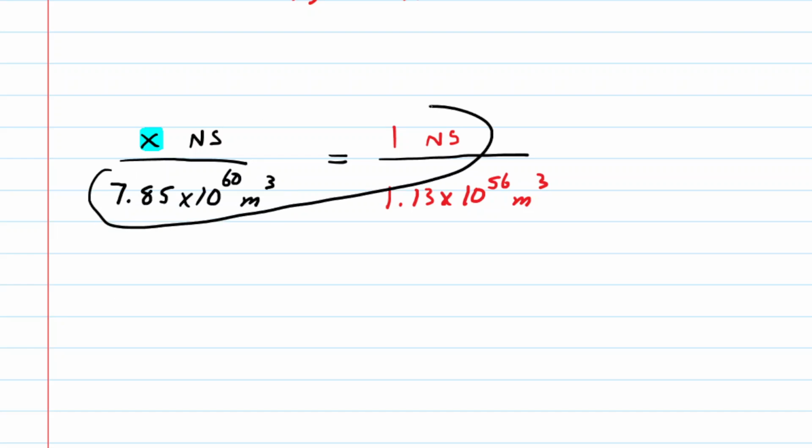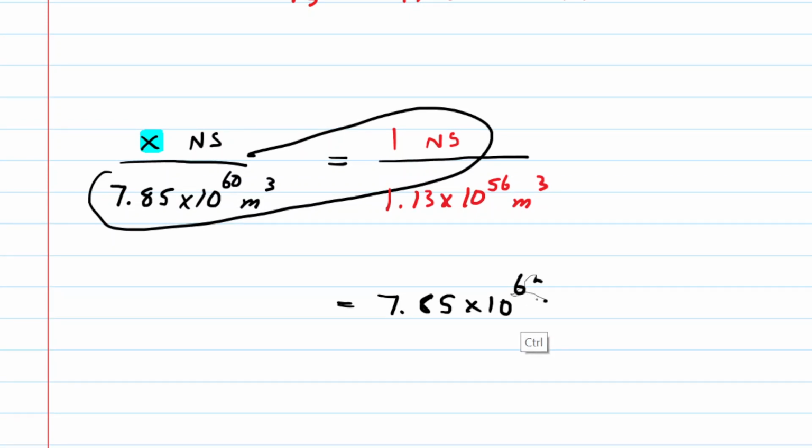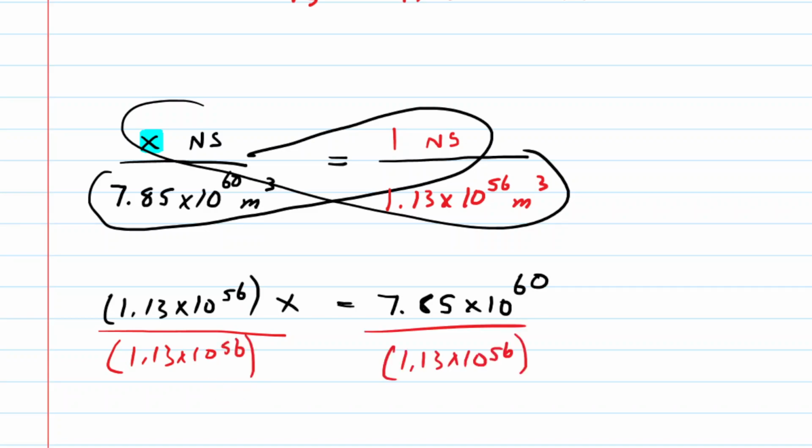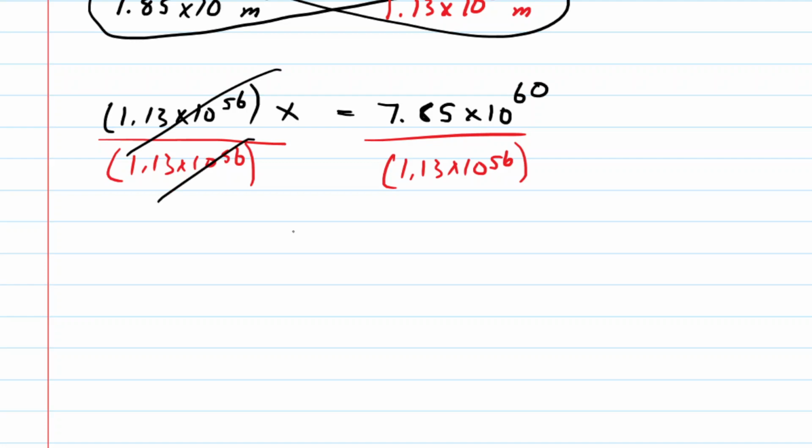So if you multiply this way, you're going to end up with 7.85 times 10 to the power of 60. And then if you multiply the other way, you're going to get 1.13 times 10 to the power of 56 times X. And now to finish solving for X, just divide both sides by that 1.13 times 10 to the power of 56. That cancels it on the left side. When you punch the right side into your calculator, you're going to get about 69,444 neutron stars would be located in the entire Milky Way galaxy.